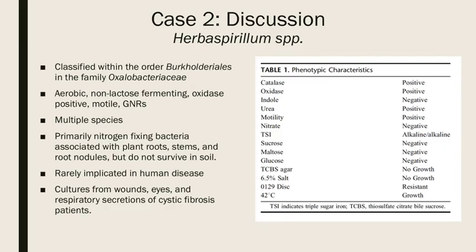This is actually within the order of Burkholderiales. It's, as we said, an aerobic non-lactose fermenting oxidase positive motile gram-negative rod. Herbaspirillum species encompass multiple organisms, primarily nitrogen-fixing bacteria associated with plant roots, stems, and root nodules, but do not survive in soil. It's rarely implicated in human disease, and sometimes it's cultured from the wounds, eyes, and respiratory secretions of cystic fibrosis patients.